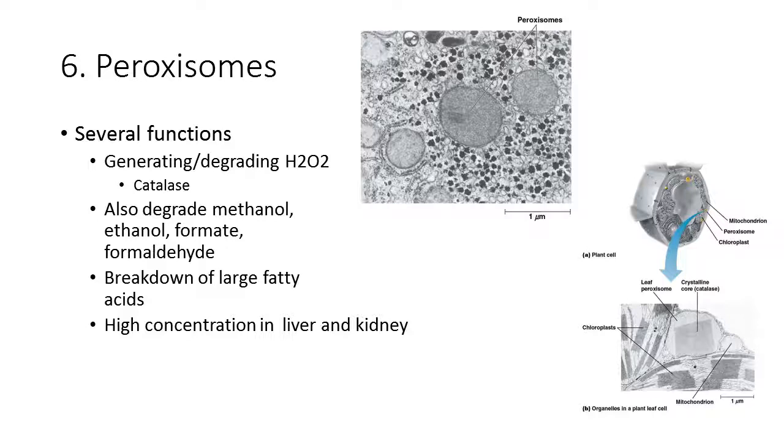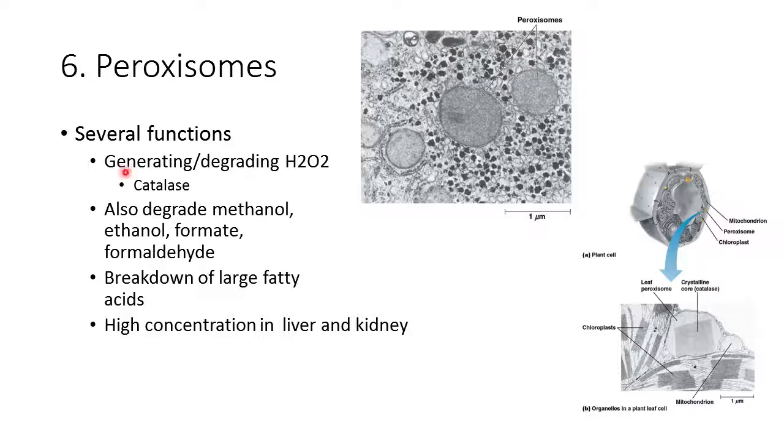All right, our next organelle, we're out of the endomembrane system now. Our next organelle is a peroxisome. So again, these are small and round organelles, and they don't have much structure. So very similar kind of overall look to a lysosome. There are several different functions of these.